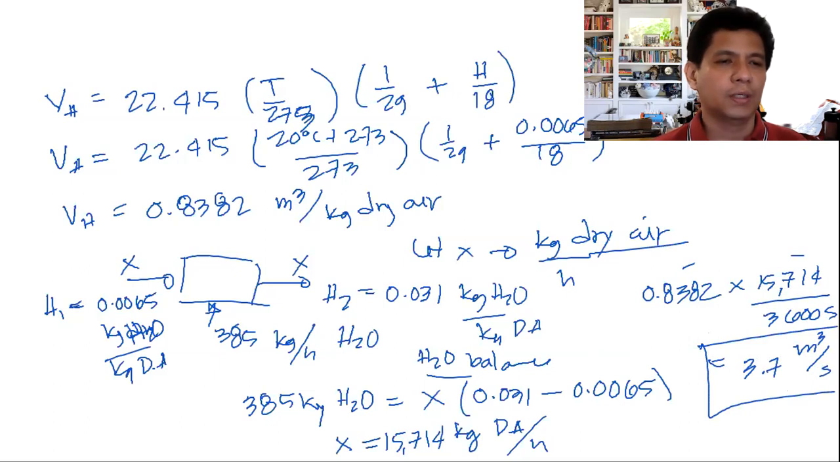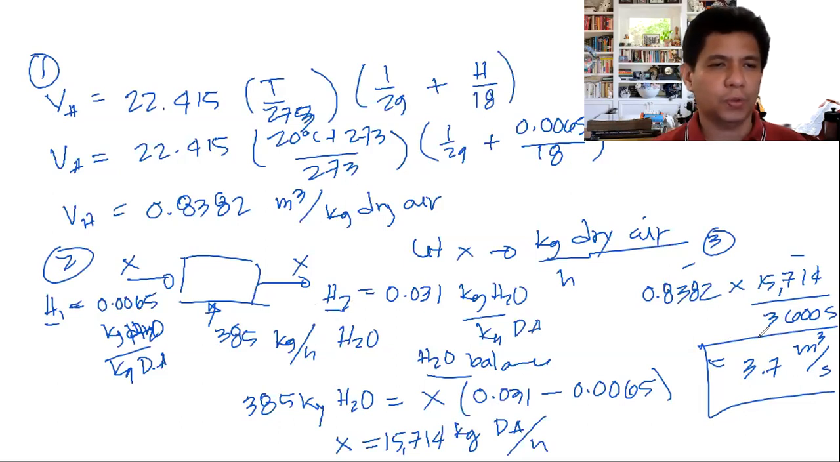I hope you can follow this. Ano? So the first step is to calculate the humid volume. The second step is this water balance. Ano? Medyo unique lang nga yung water balance dito. We use the concept of humidity in the water balance. So this is the second step. So once you find the mass flow rate of dry air, no? We just simply multiply. So this is the third step, ano? Multiply mo lamang siya dun sa BH. So mass flow rate times BH conversion, we're going to get the 3.7 cubic meter per second. I hope you understand this one.